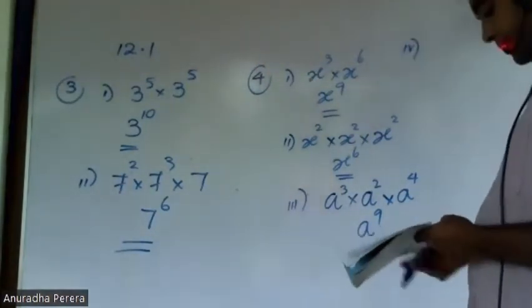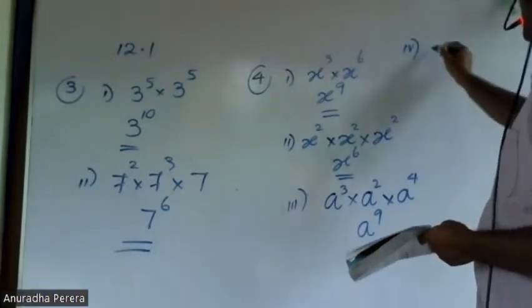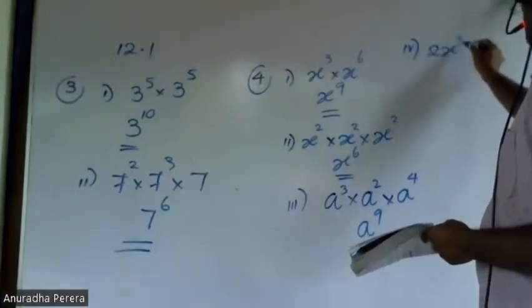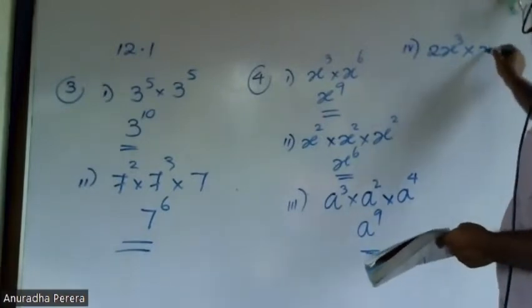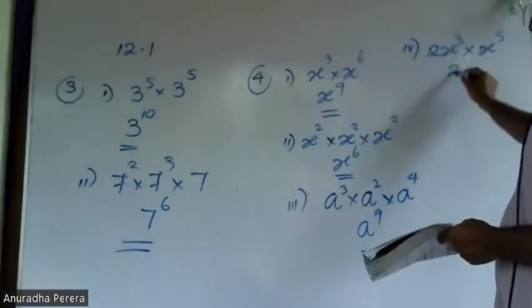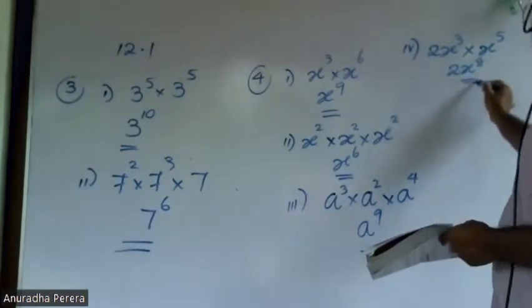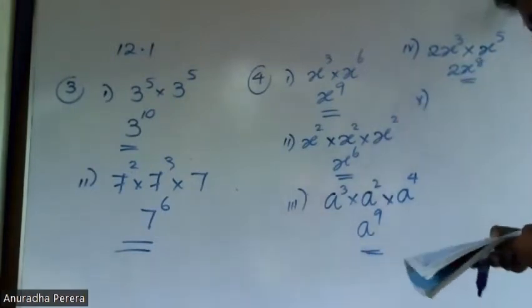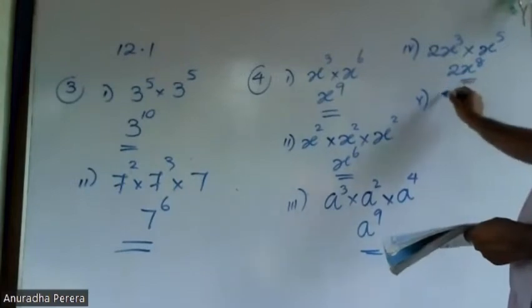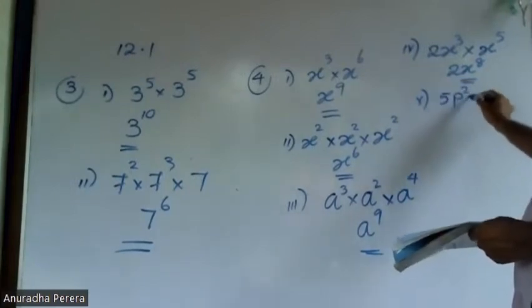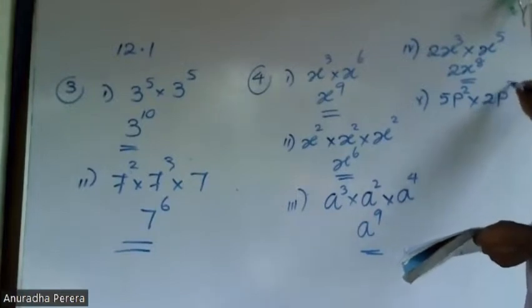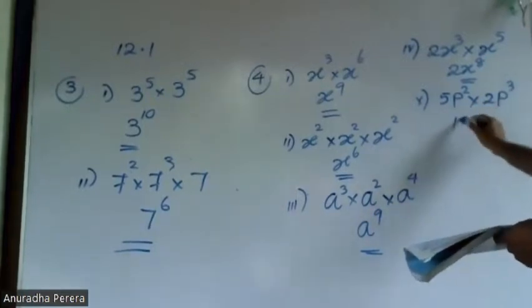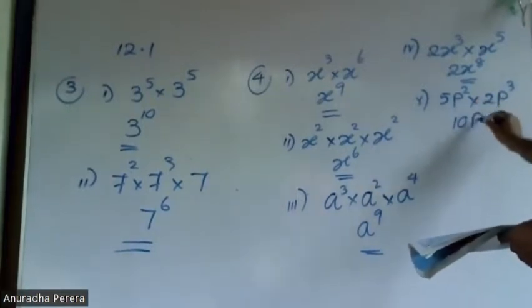Fourth one, 2x to the power 3, x to the power 5, 2x to the power 8. 5 pi to the power 2, 2 pi to the power 3. We can multiply 5 and 2, 10. Multiply these two, pi to the power 5.